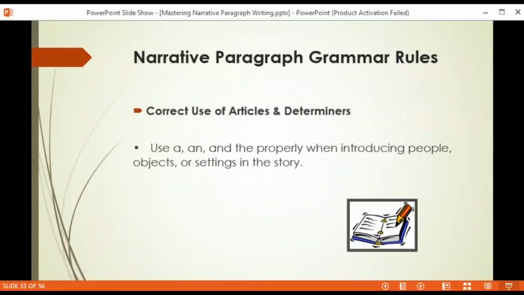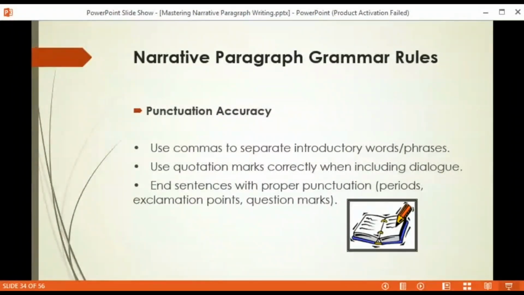Correct use of articles and determiners. Use a, an, and the properly when introducing people, objects, or settings in the story. Make sure you use the articles and determiners correctly. Next slide, please. Punctuation accuracy. Use commas to separate introductory words and phrases. Use quotation marks correctly when including dialogue. End sentences with proper punctuation: periods, exclamation marks, and question marks.